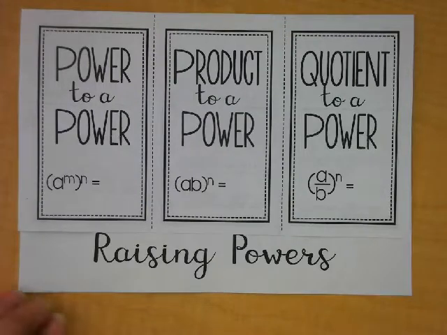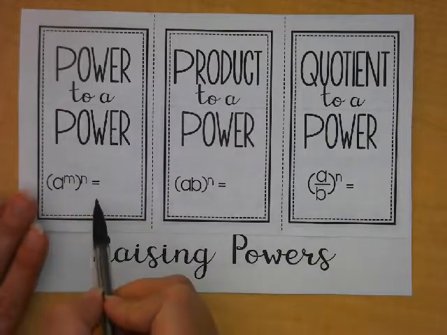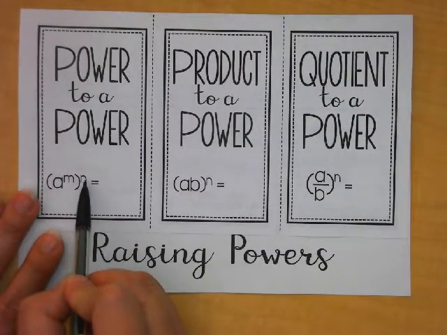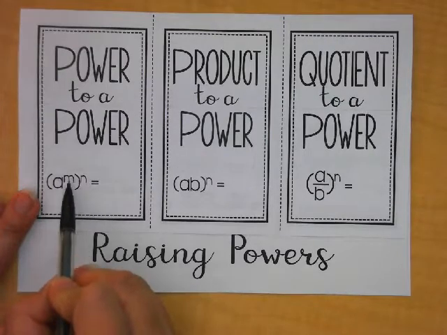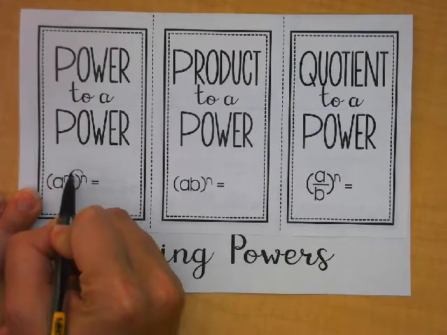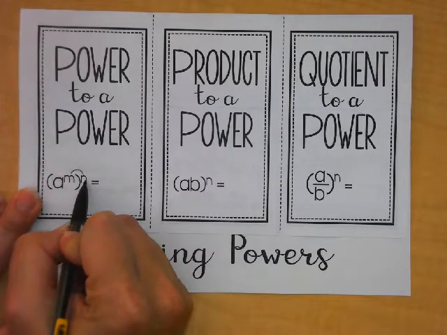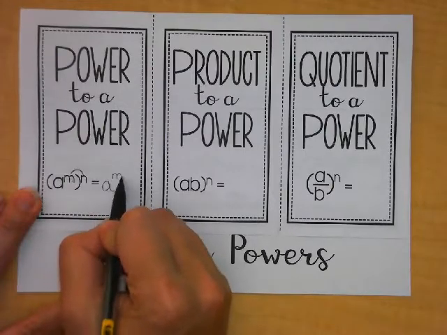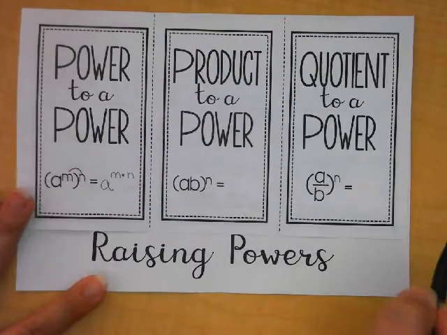We're going to continue to talk about our exponent rules today. When we raise a power to a power, you will notice that we have an exponent, and then outside of our parentheses we have another exponent. This looks a lot like the distributive property, which is exactly what we're going to do. We're going to multiply that outside exponent by everything inside. So this is going to become a to the m times n.